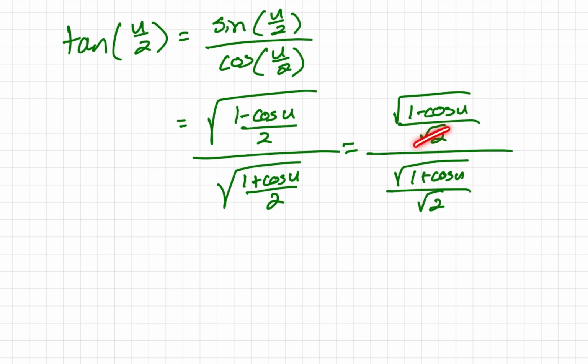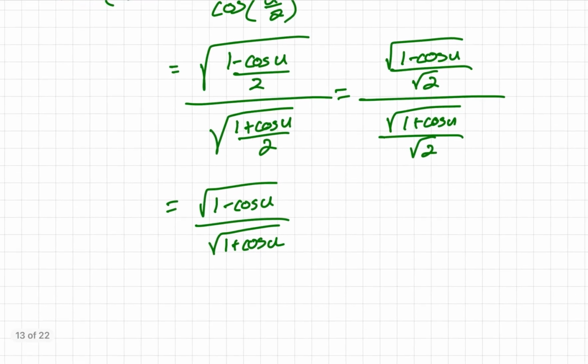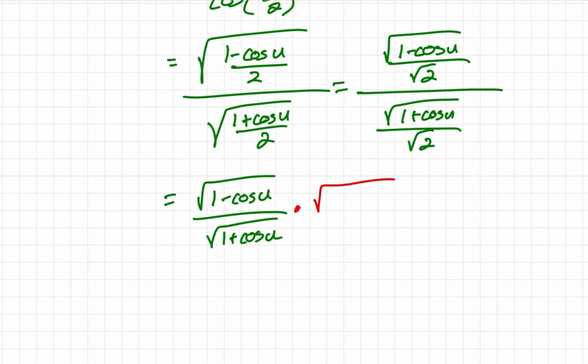And of course, if you multiply by the reciprocal, you'll see that the square roots are gone. So now I'm going to have the square root of 1 minus cosine of u divided by the square root of 1 plus the cosine of u. Some folks might stop here, but I'm not going to do that. I'm going to rationalize the denominator. So I'm going to multiply the top and the bottom by the square root of 1 plus cosine of u over the square root of 1 plus cosine of u.